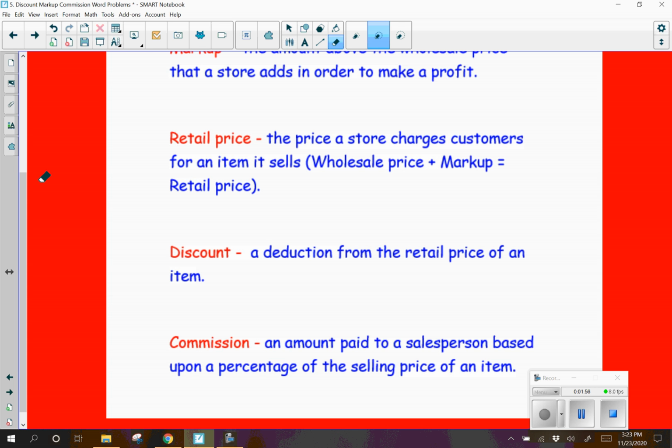Another example would be if anybody's parents work in real estate. Realtors always make a commission on the homes that they sell. So those are what we call a commission. So let's start with the first one.